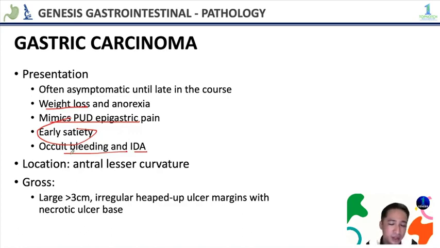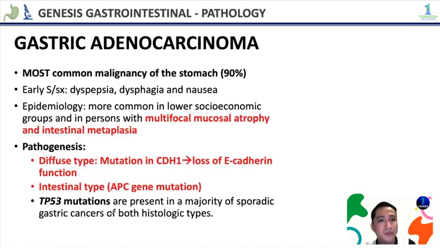Location, same with the earlier lesion, antral, lesser curvature. But the main difference, it is greater than 3 centimeters, irregular heaped-up ulcer margin with necrotic base ulcers. Again, ano nga kanina sa benign gastric ulcer? Less than 3 centimeters, clean base, usually with radiating folds coming from the ulcer. Sa malignant ulcer, walang radiating folds.